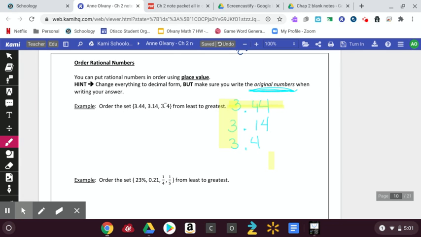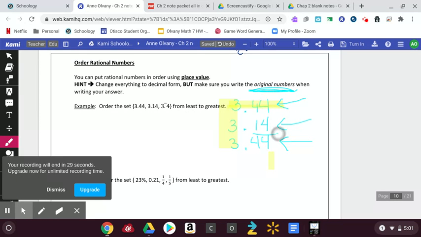And since this is 3.4 repeating, this spot would be a 4. Now I have, is that right? Yeah. 3 and 44 hundredths, 3 and 14 hundredths, and another 3 and 44 hundredths. So I know this one's the smallest.